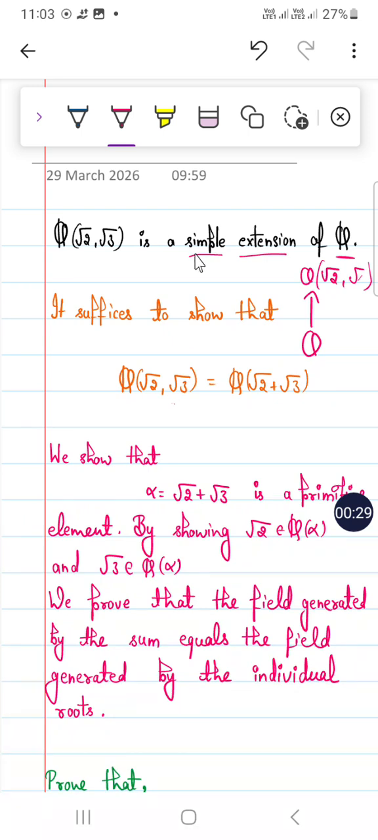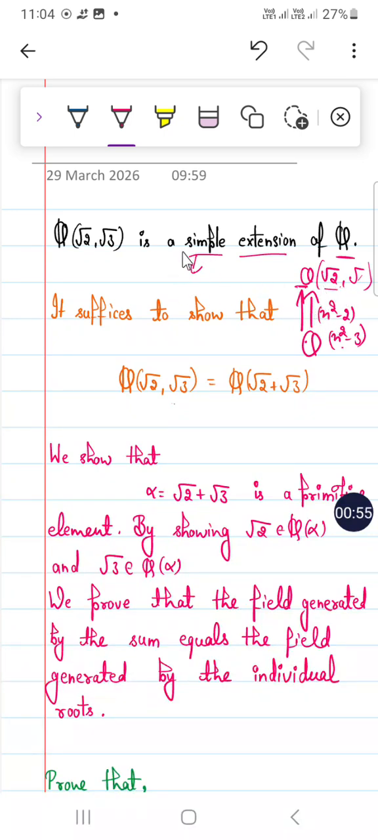What is the difference between a simple extension and an algebraic extension? An algebraic extension is one where there exist polynomials of type x squared minus 2 and x squared minus 3, and the roots are in this field. So this is the extension from Q to Q(root 2, root 3). So this is the algebraic extension.